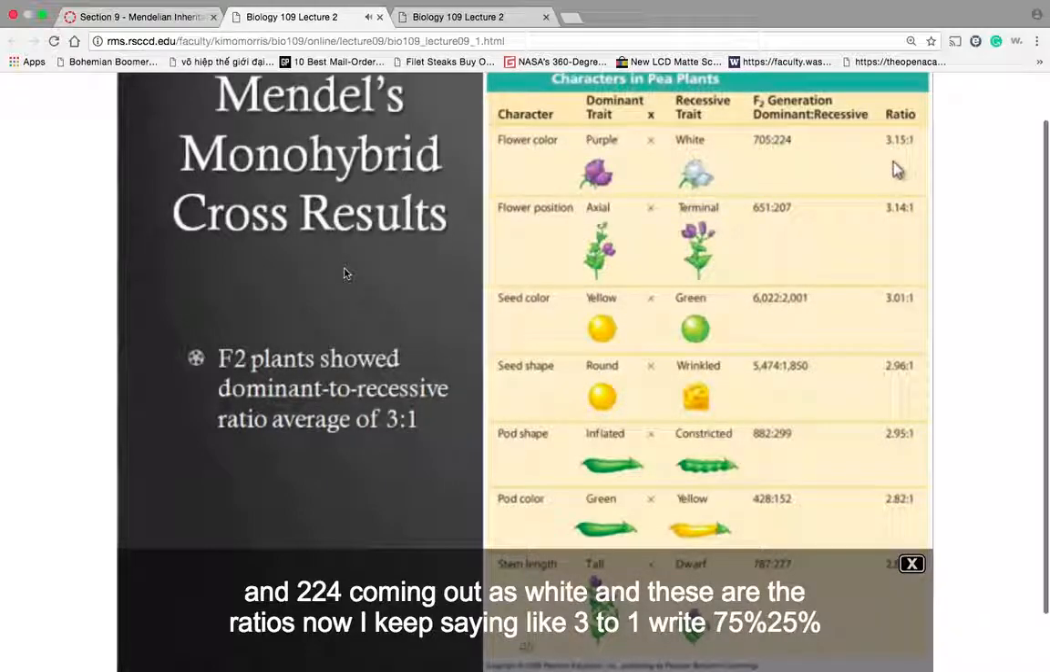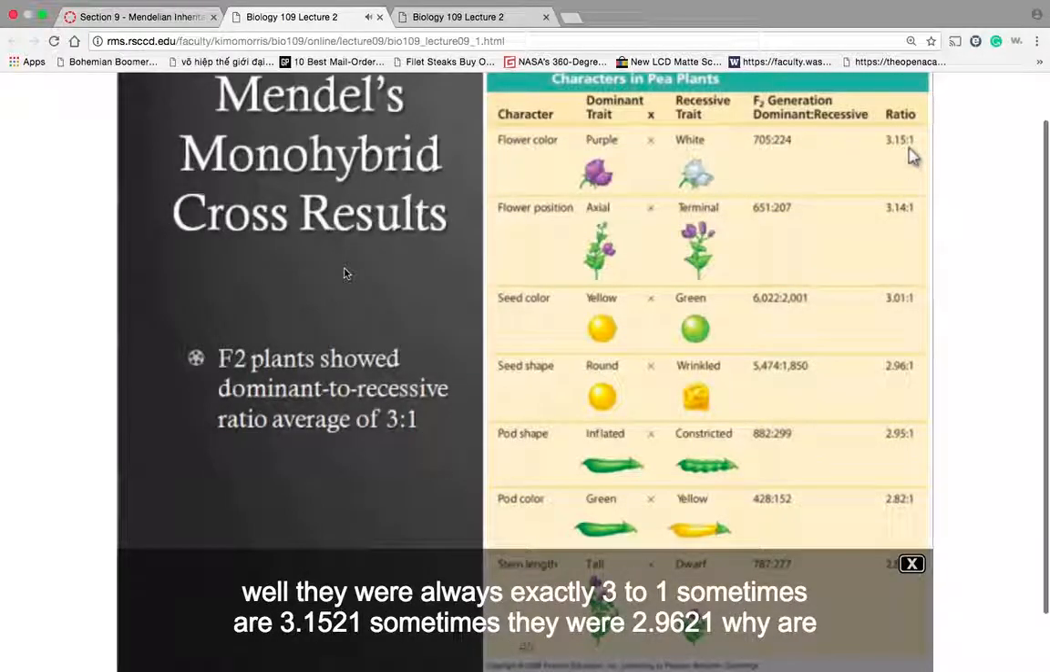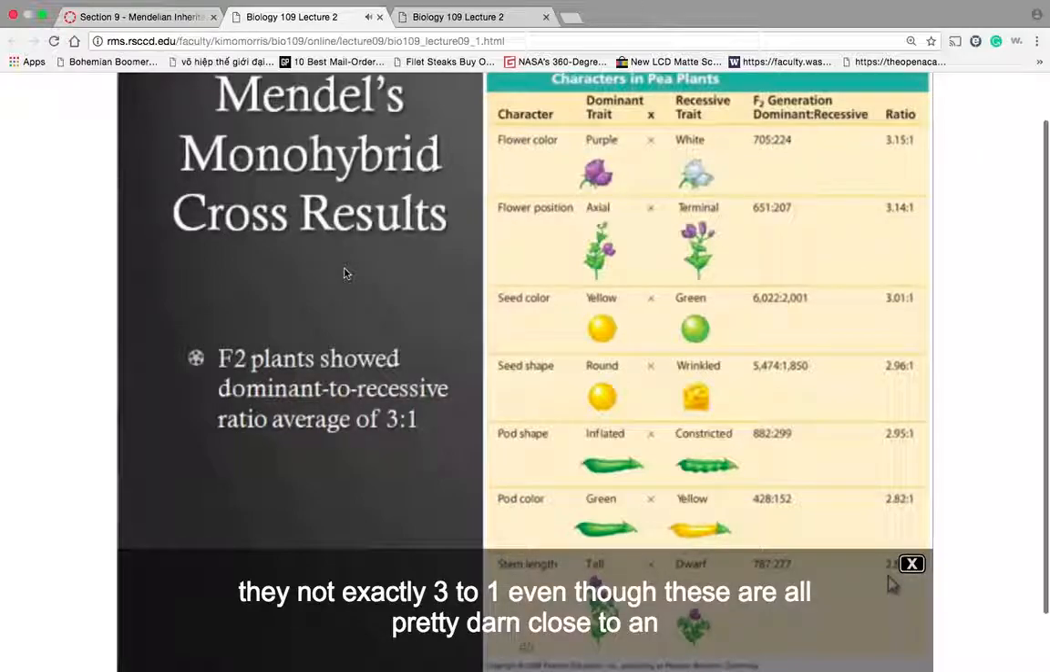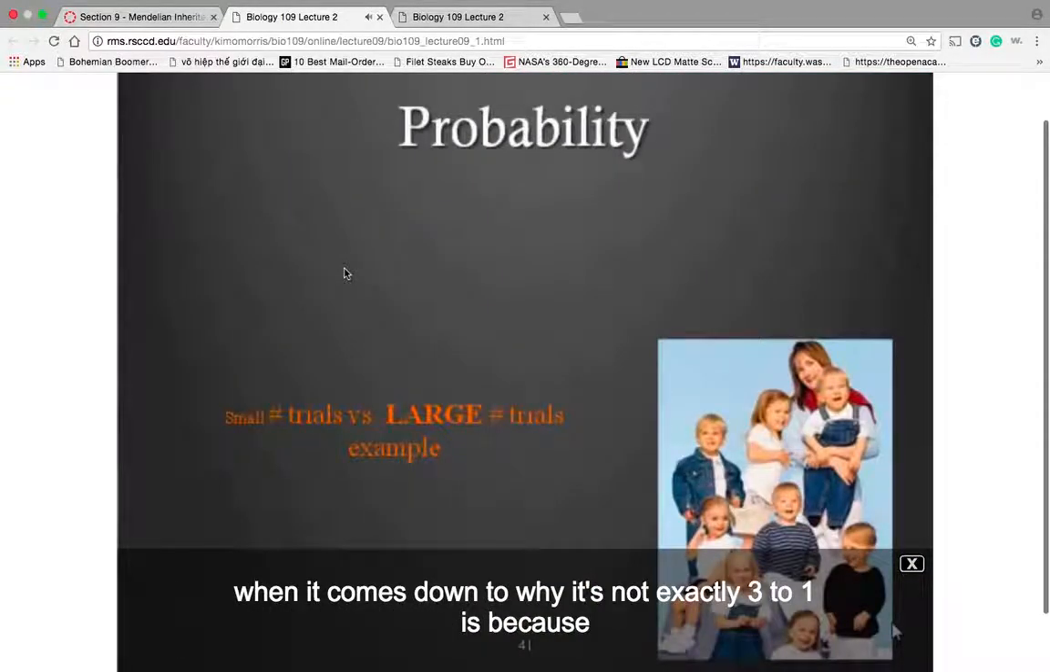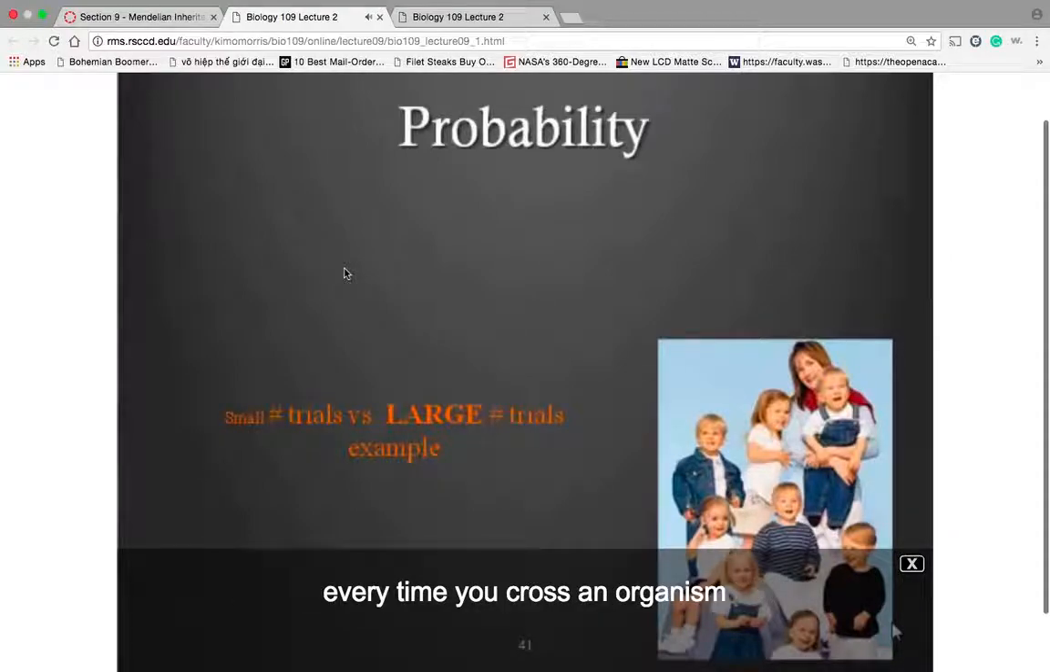Now, I keep saying 3 to 1, right? 75%, 25%. Well, they weren't always exactly 3 to 1. Sometimes they were 3.15 to 1. Sometimes they were 2.96 to 1. Why are they not exactly 3 to 1, even though these are all pretty darn close to it? What it comes down to is that every time you cross an organism, it's still all just a probability trial.